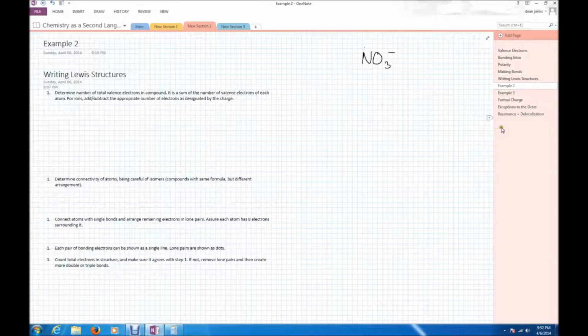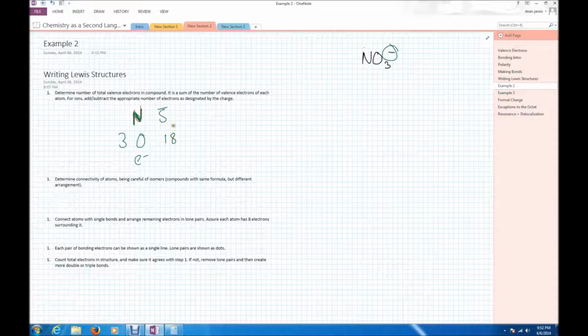Now let's do an ion. Okay, so let's determine the number of valence electrons. So we got N. Let me write this in green. We got N, and N has 5 electrons. We got 3 O's, each with 6 electrons, so 6 times 3 is 18. And then that minus charge tells us that we need to add 1 electron.